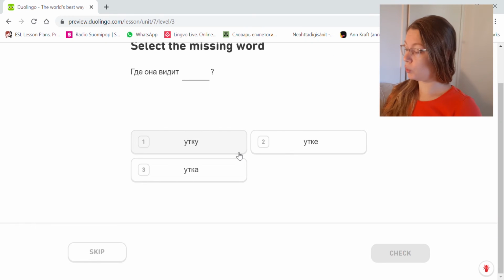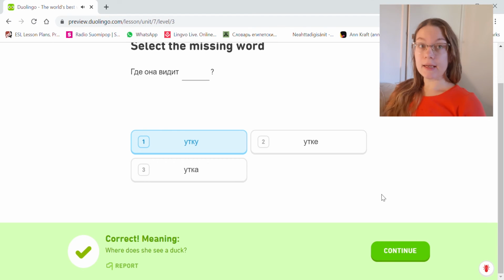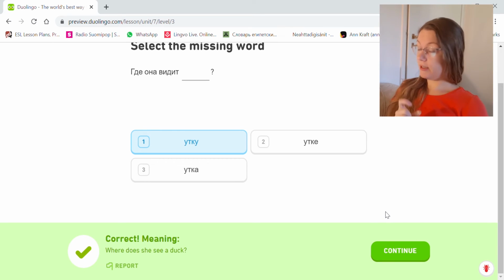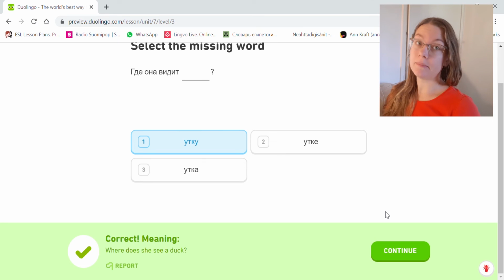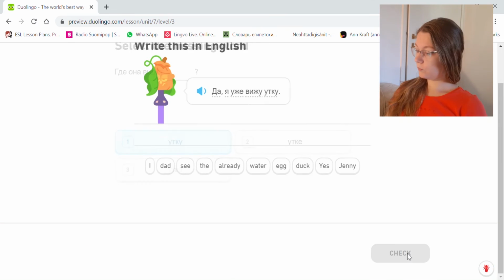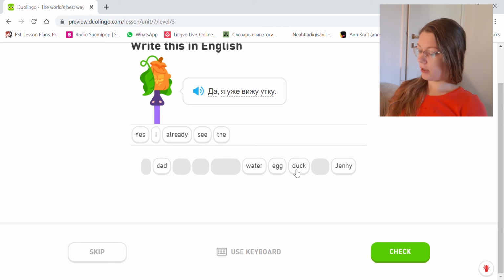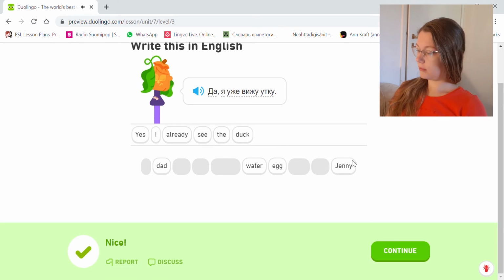Где она видит утку? Where does she see a duck? The verb to see also requires the accusative case. Видит кого, что, утку. Да, я уже вижу утку. Yes, I already see the duck. Вижу кого, что, утку.